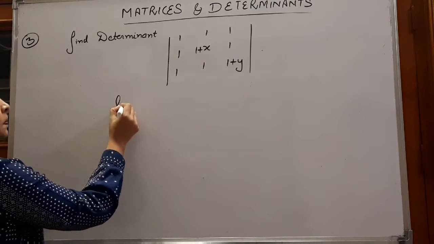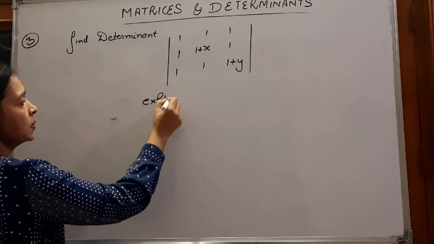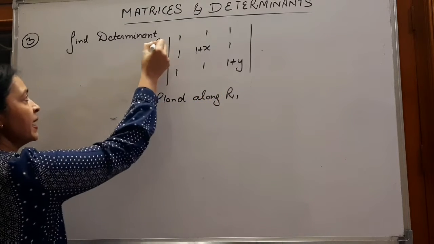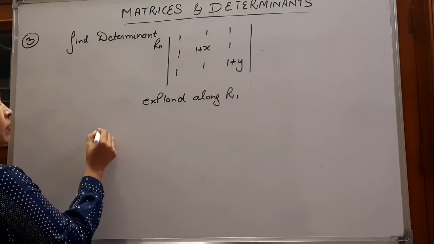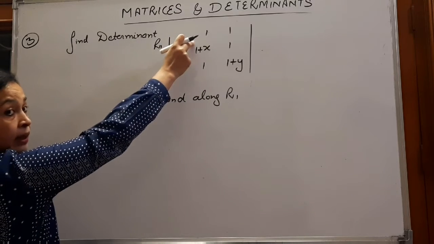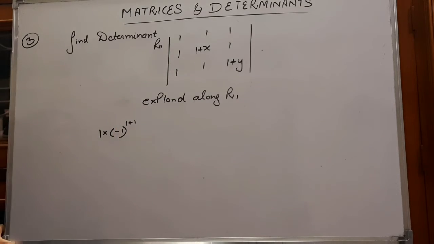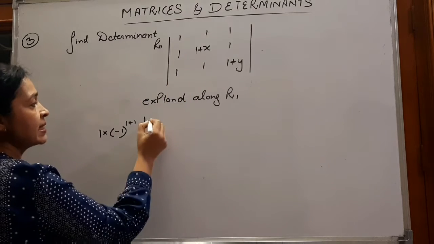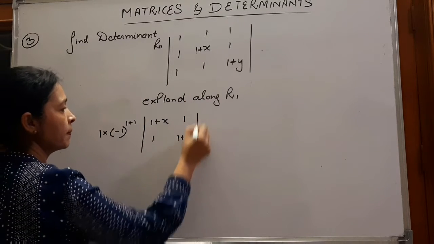Let's expand along R1. We are expanding along row 1. We will have 1 into minus 1 to the power 1 plus 1. This is element A11, first row, first column. Inside we will leave first column and first row. What is left with us? 1 plus x, 1, 1, 1 plus y.